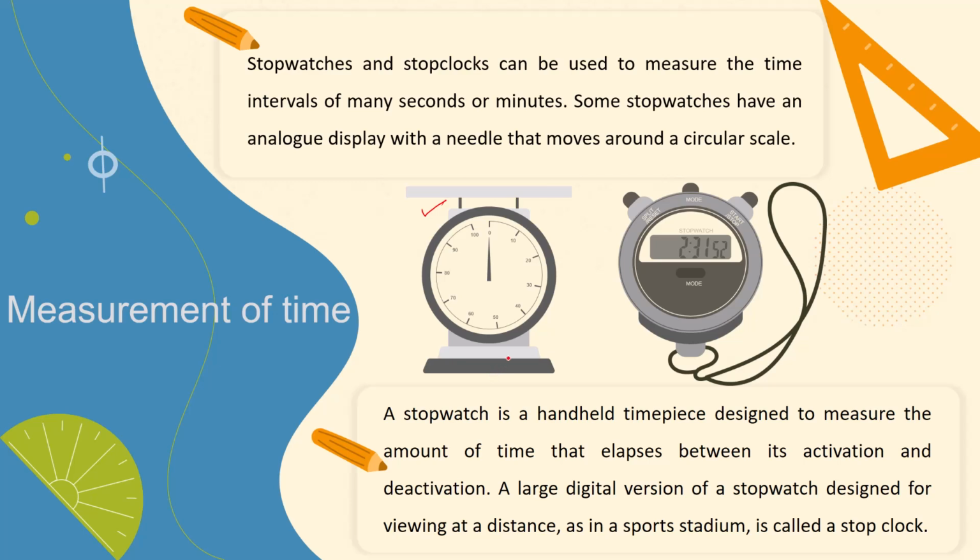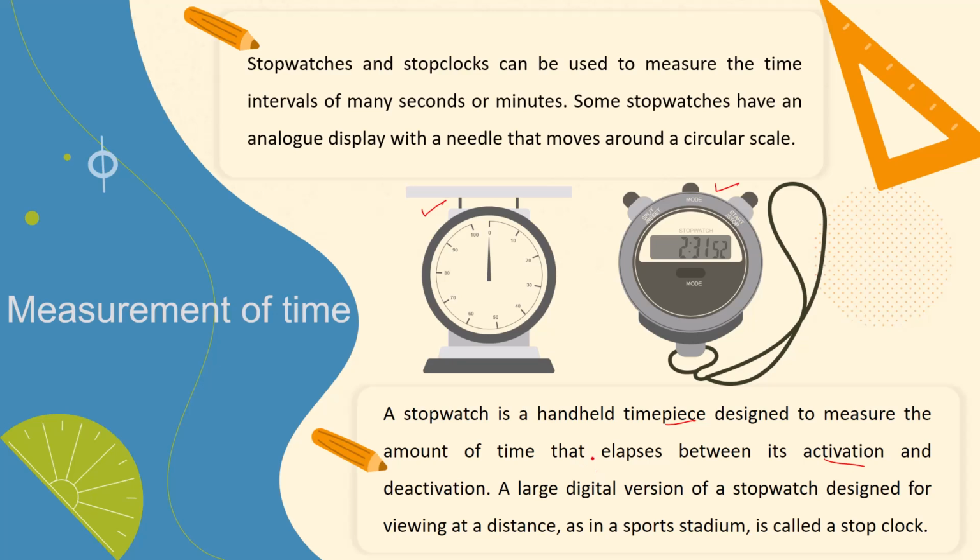So how can you define the stopwatch? A stopwatch is a handheld timepiece designed to measure the small amount of time that elapses between its activation and deactivation. When you start the stopwatch, that is activation, and when you stop it, that is deactivation. The time that elapses between these is the measurement of the time taken by the stopwatch.